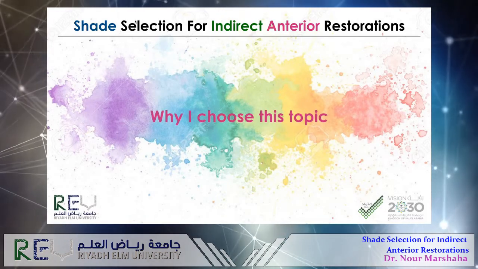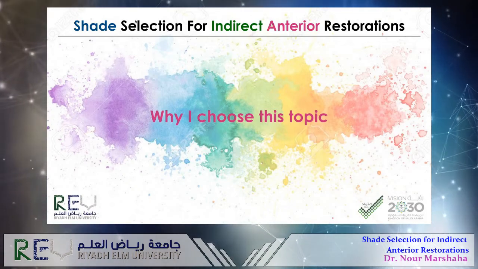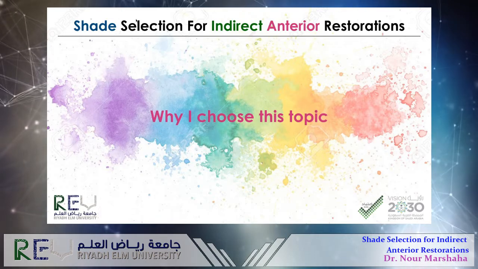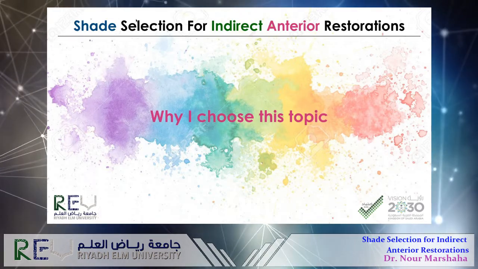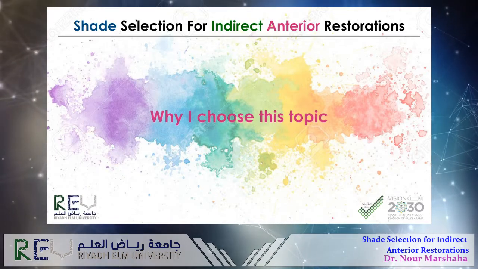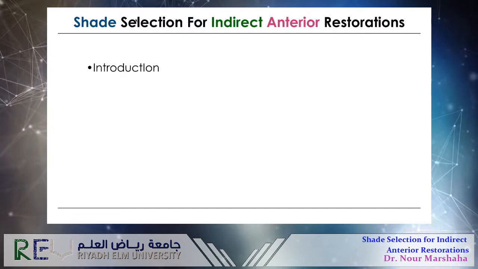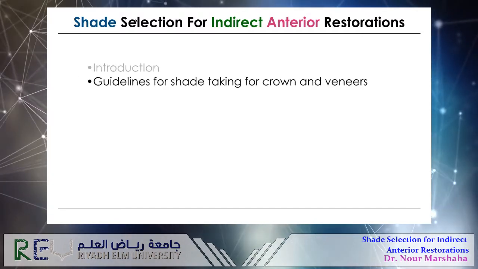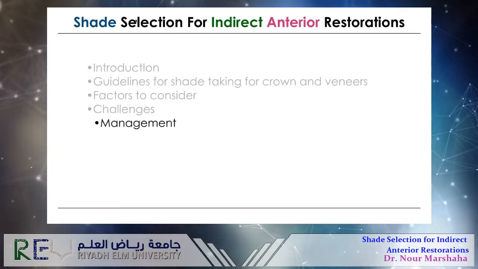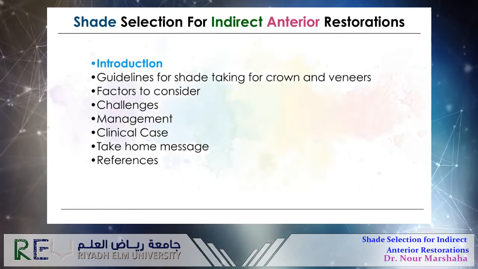We're going to talk about why I chose this topic. Because of the difficulty of matching shade and translucency in restorations of different thickness, the situation becomes more challenging when a veneer restoration has to be fabricated next to an anterior crown. Now we're going to talk about the introduction, guidelines for shade taking, factors to consider, challenges, management, clinical case, take-home message, and references.